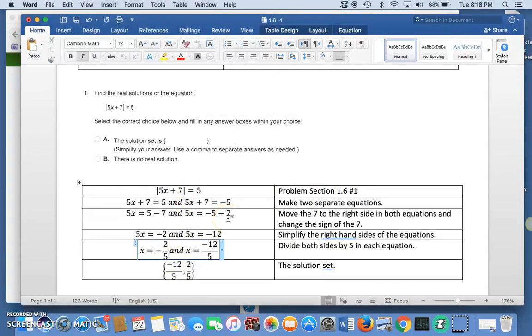What happens when you go here? You move the negative 7 over, you're going to get negative 12, and you divide by 5. So your two answers are going to be negative 12/5 and negative 2/5. Questions there. And if you plug these back in, you can see that you would end up with 5 as your answer. I hope you understand.